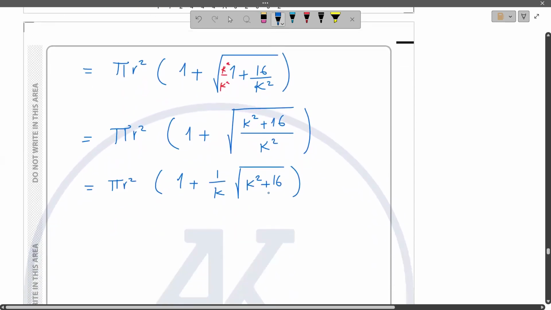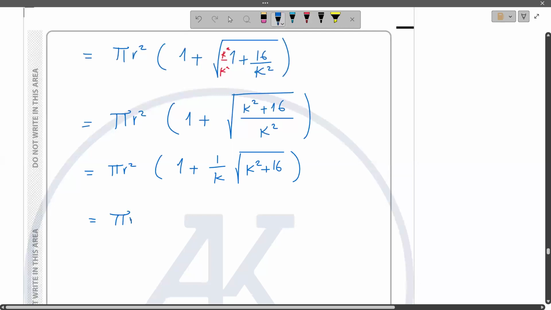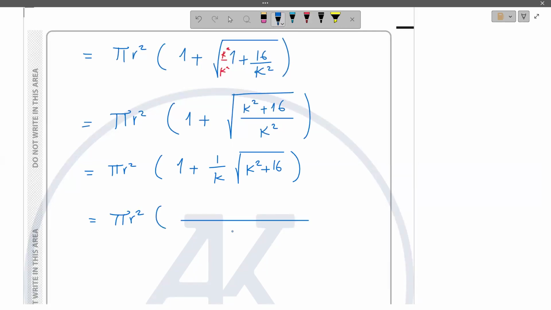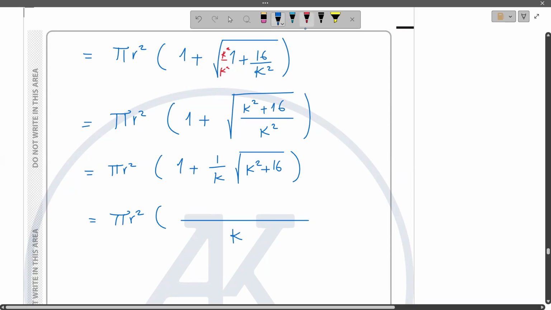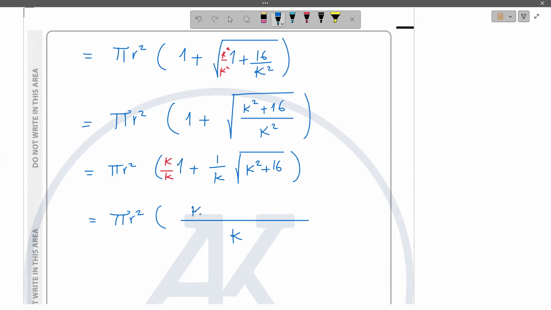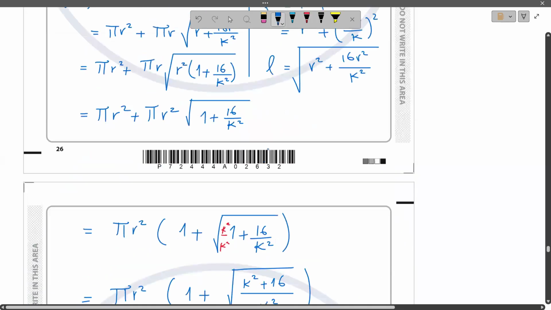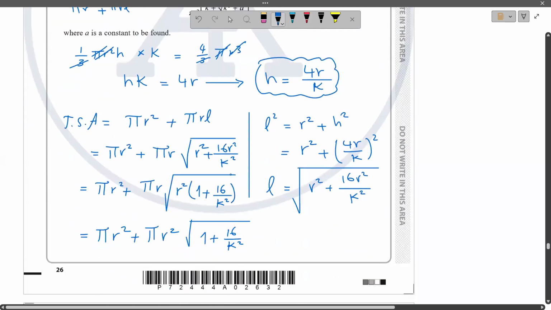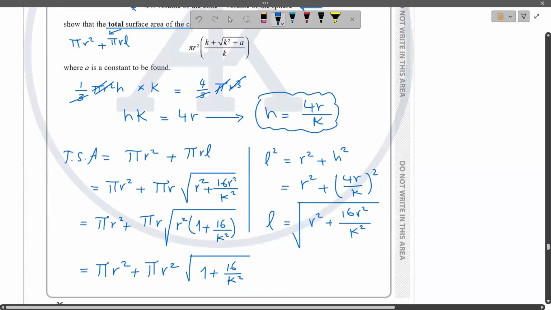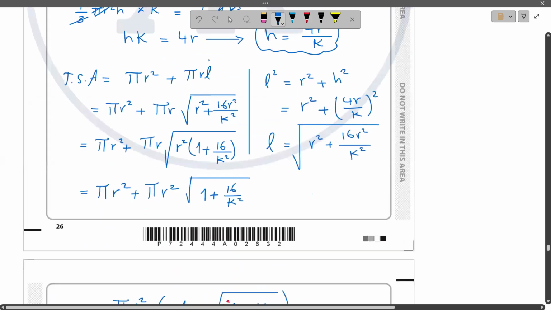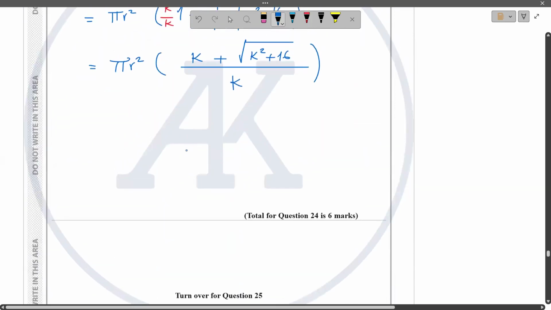Now let's make a common denominator here, which is k. So here we can write 1 as k over k. So it will be k plus the square root of k squared plus 16, over k. And I think this is the form it's written in. Yes, k plus the square root of k squared plus 16, over k, and this is multiplied by pi r squared. So a here is equal to 16.